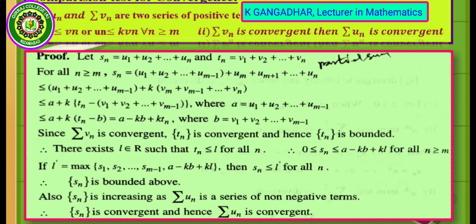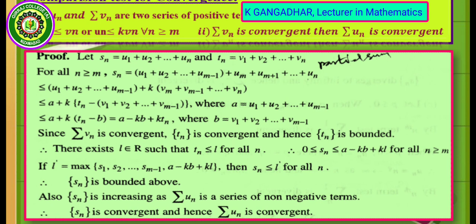Let L dash be the maximum of S1, S2, so on, Sm minus 1, and a minus kb plus kL. Then Sn is less than or equal to L dash. This means L dash is an upper bound of the sequence Sn. So we say that the sequence Sn is bounded above.